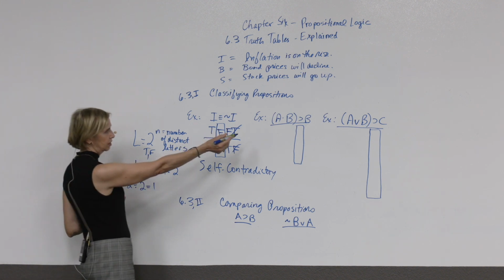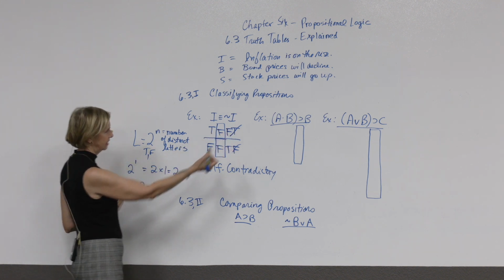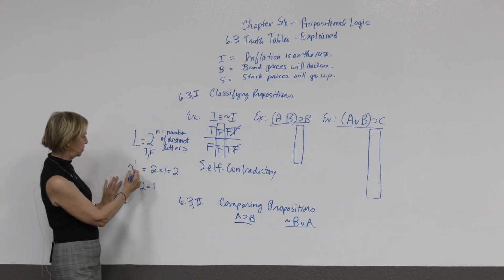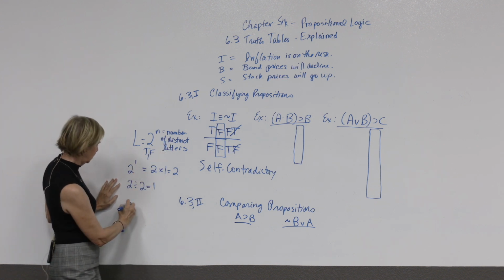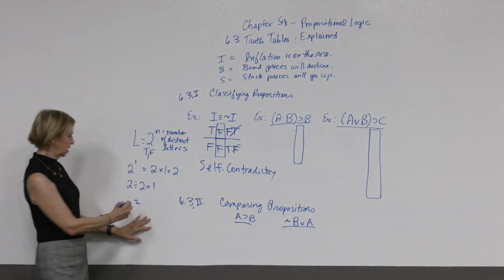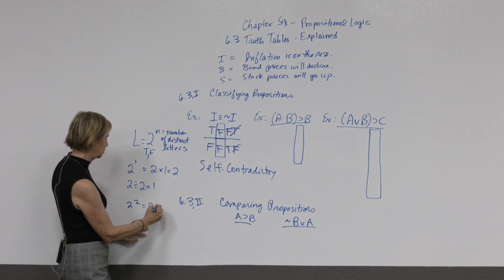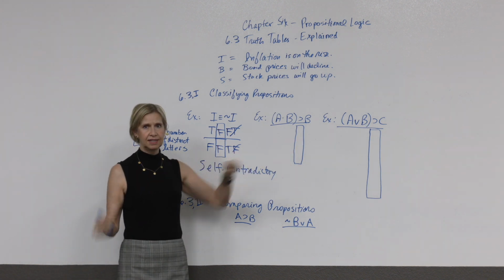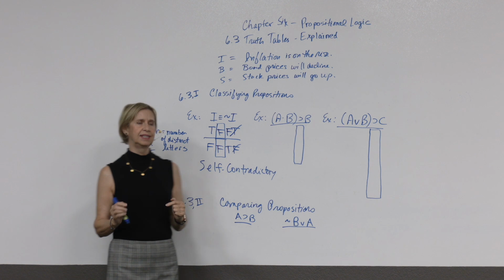So for this particular example, the second example, the number of lines in the table is going to be 2 to the second power, to the power of 2, because there are 2 different letters. 2 to the second, 2 times 2 equals 4. So this will have to be a 4-line table to capture the 4 logical possibilities.